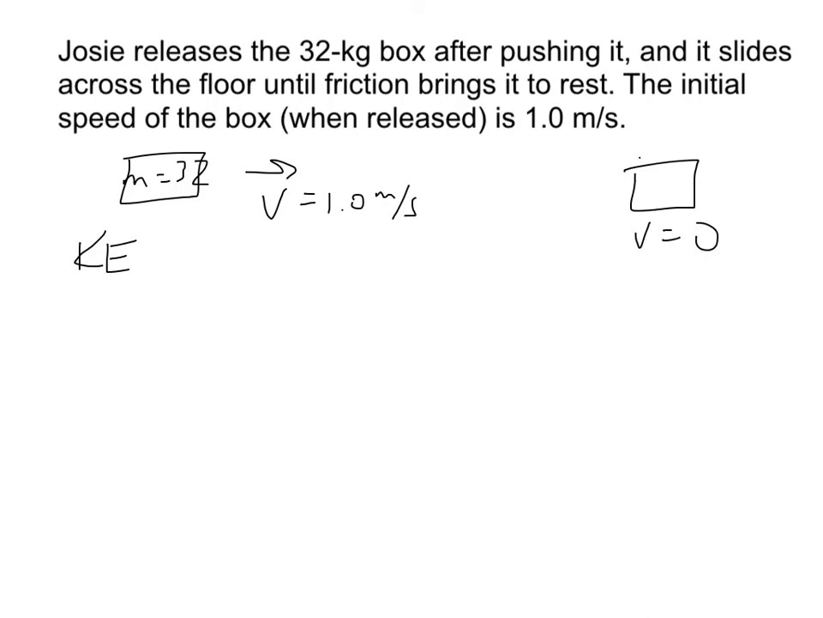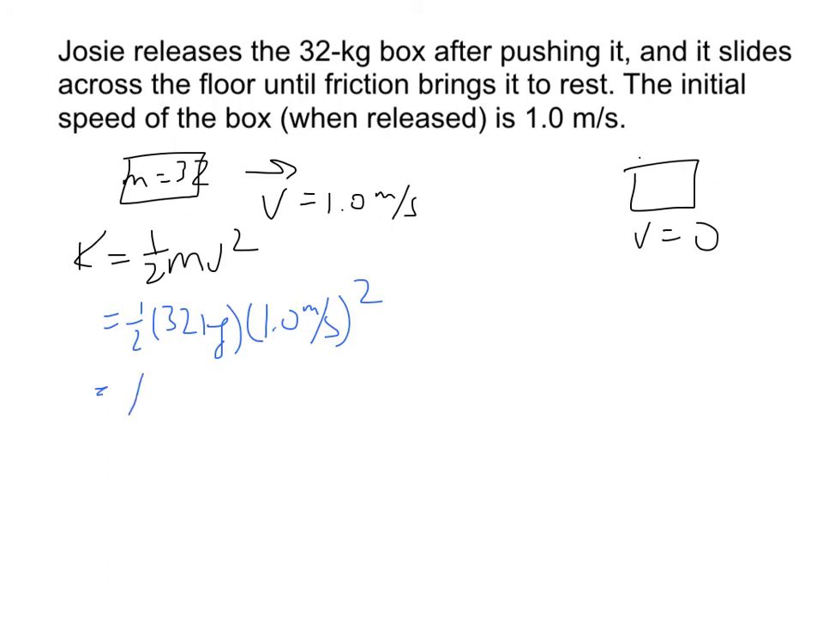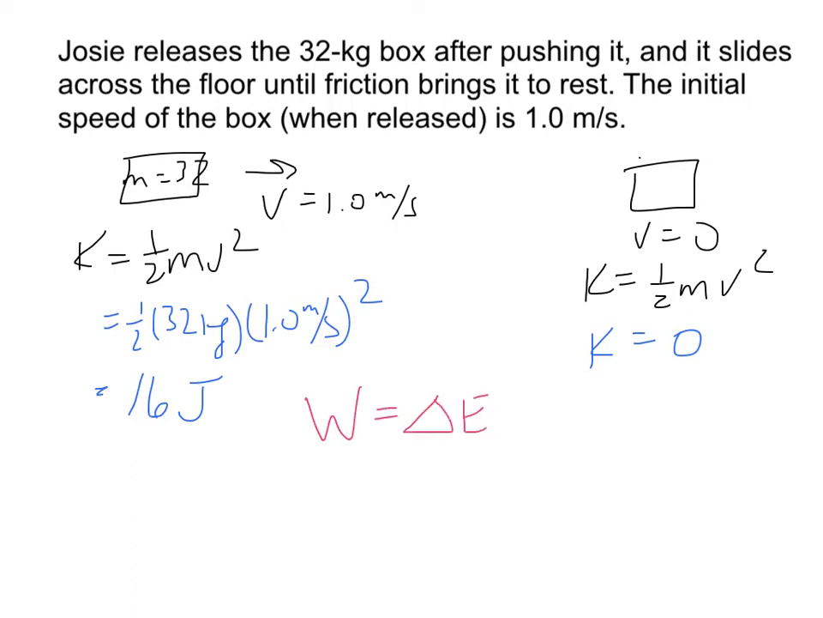Initially, kinetic energy, this should be just K, equals 1/2 mv squared. So this is 1/2 of the mass, which is 32 kilograms, times v squared, 1.0 meters per second squared. And so it starts off with kinetic energy of 16 joules. Similarly, at the end, kinetic energy is 1/2 mv squared. It's not moving, so there's really nothing that needs to be done. It ends with no kinetic energy. So what is the amount of work that is done by friction? Work equals change in energy, which is final minus initial, right? And so it ended at 0 joules, and it began with 16 joules. So the work that was done was negative 16 joules.